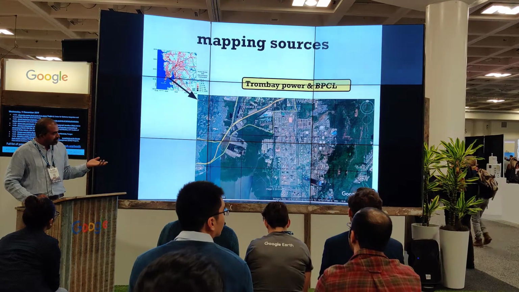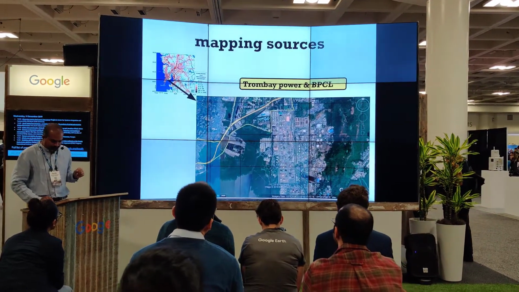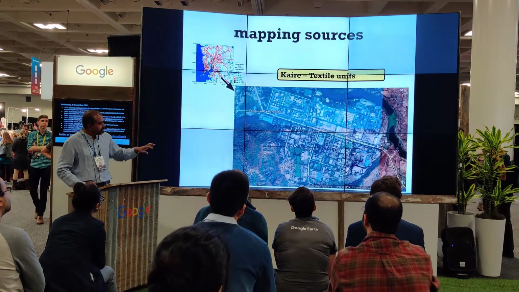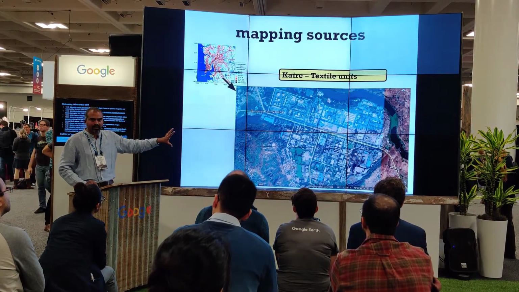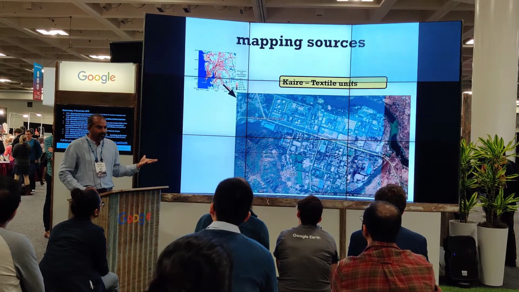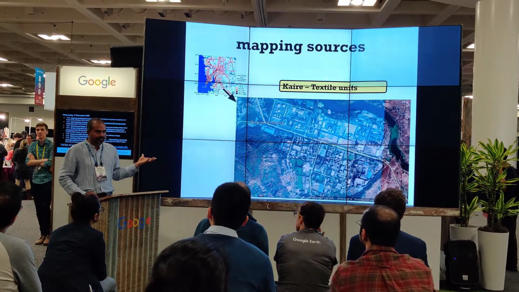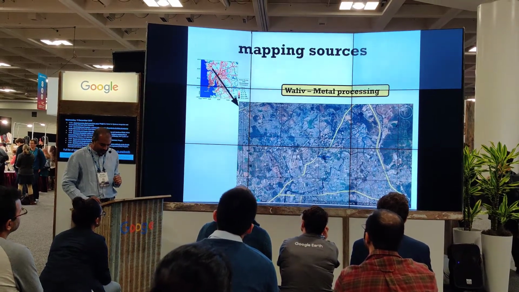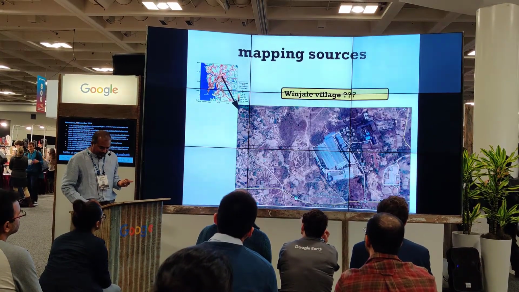This is a big refinery in the south of Mumbai area. This is another: textile units. In this 1 square kilometer area, there are at least 300 textile units, and they use a lot of solvents for dyeing activities. So you can use that for understanding what the emission loads are. Similarly for other sectors as well.